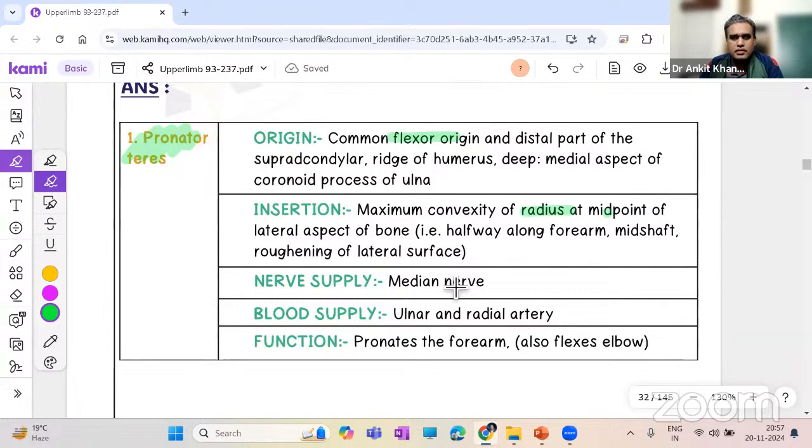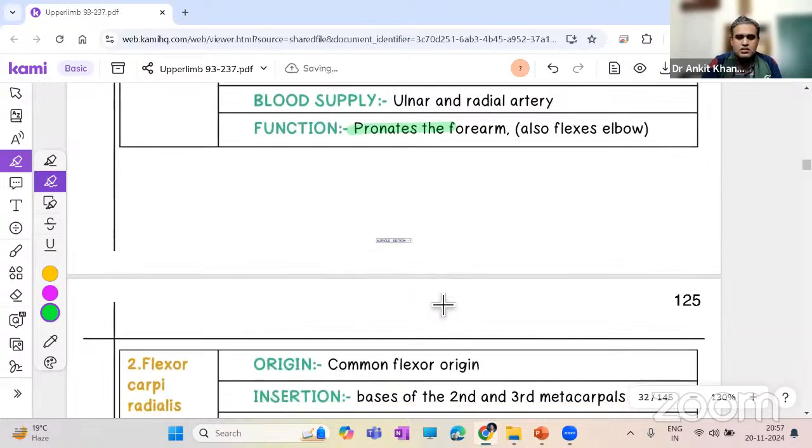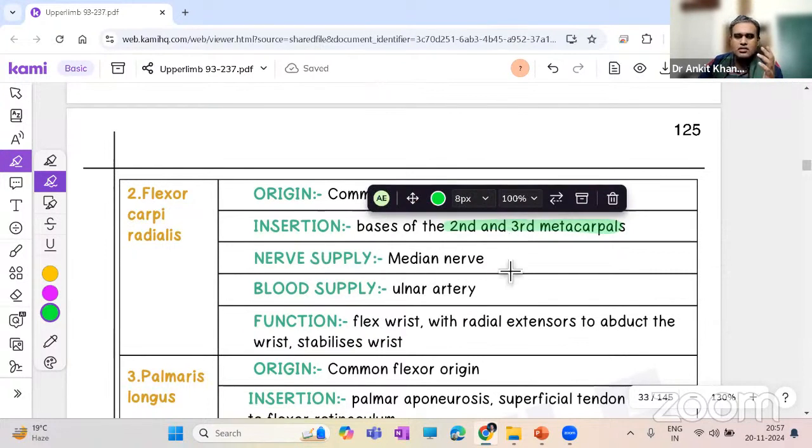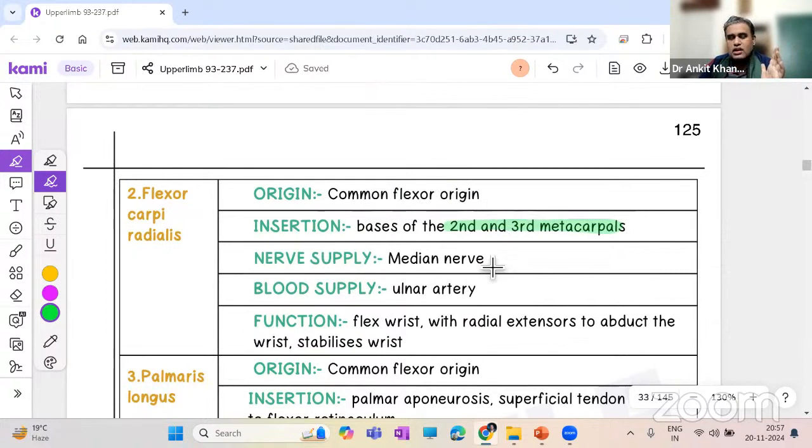So it is written radius. Supplied by median nerve. Don't worry about the artery. Function, remember at least pronation, among the four points of forearm. Flexor carpi radialis. Now look at its insertion basically. Second and third metacarpal, or you can say the base of metacarpal close to the carpals only. What is second and third? Numbering has to start from the thumb. This is number 1, this is 2 and 3. These two over here will be the second and third metacarpal bases. Here is where the flexor carpi radialis will come.